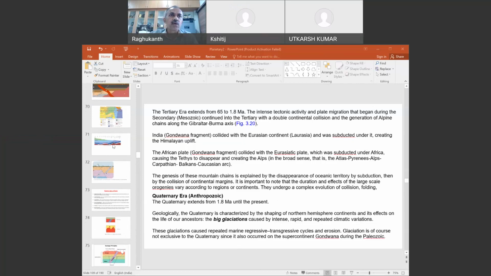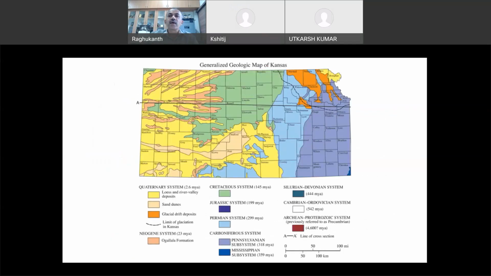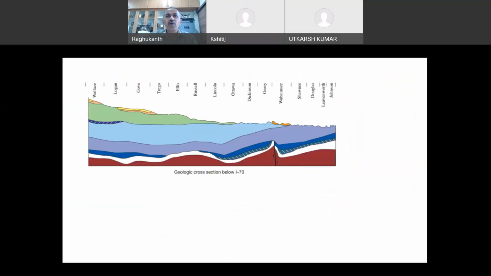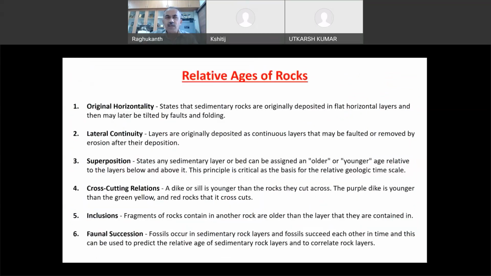So last class, we have seen these principles of stratigraphy. Looking at a cross section, we have to tell the entire geological history of that place itself. For that, we have seen there are some rules, which they call Steno's laws of stratigraphy. The same thing I'm just putting out.